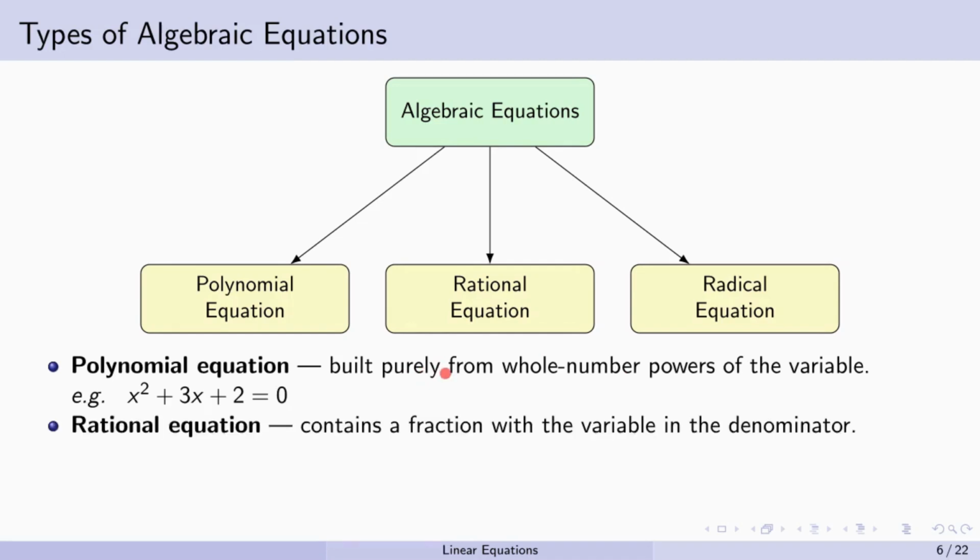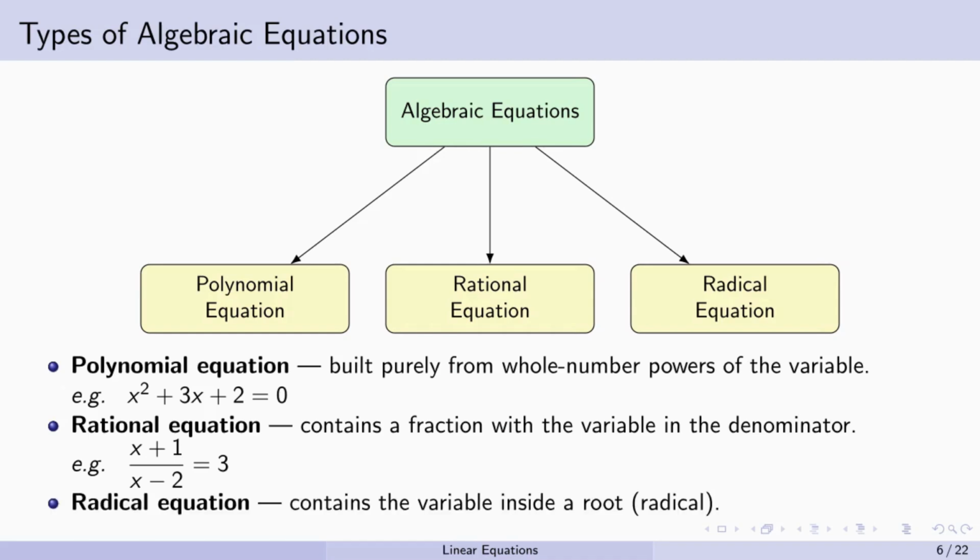Next, a rational equation contains a fraction with a variable in the denominator. For example, x plus 1 all over x minus 2 is equal to 3. And lastly, a radical equation contains the variable inside a root, called a radical. For example, square root of x plus 3 is equal to 5.